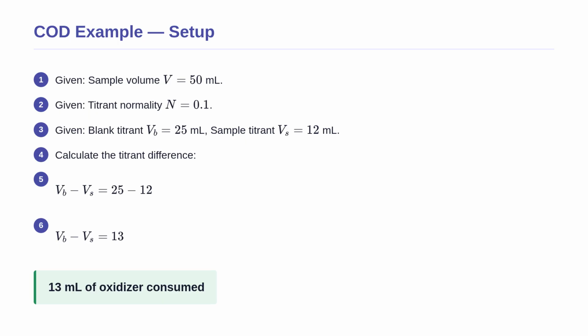First, we find the difference between the titrant used for the blank and the sample. Subtracting 12 from 25 gives us 13. This difference represents the exact amount of the chemical oxidizer that was consumed entirely by the pollutants in the water.